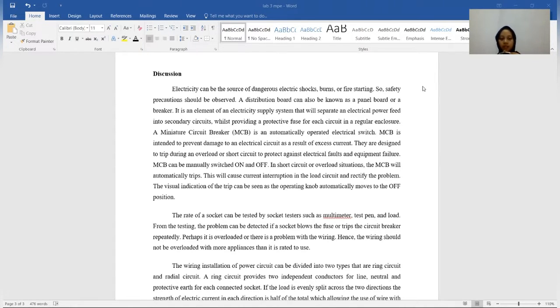The rate of a socket can be tested by socket testers such as multimeter, test band, and load. From the testing, a problem can be detected if a socket blows the fuse or trips the circuit breaker repeatedly. Perhaps it is overloaded or there is a problem with the wiring. Hence, the wiring should not be overloaded with more appliances than it is rated to use.